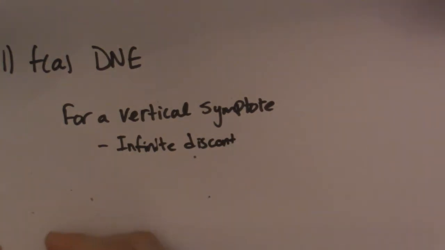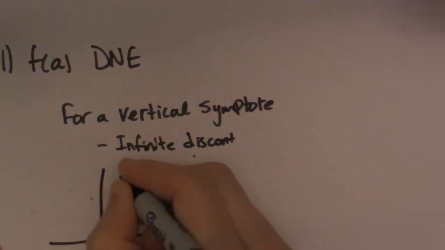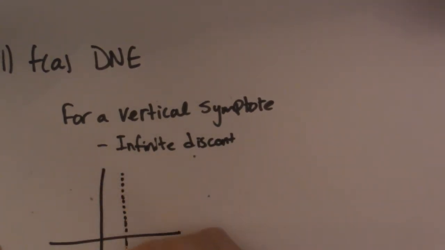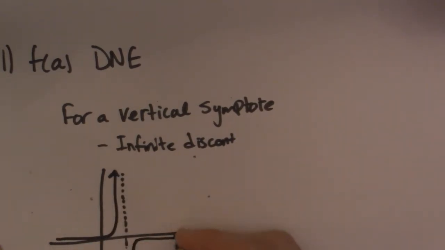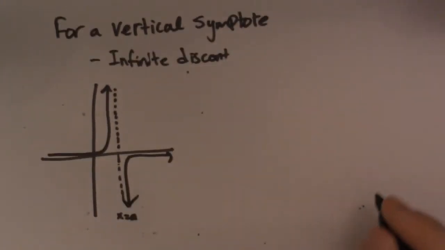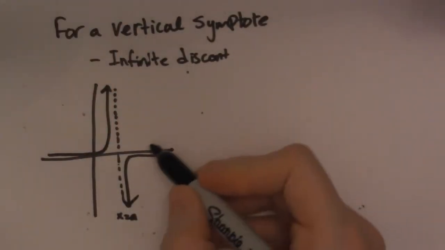So what that looks like in the graph might look like this. You've got a VA, there's your VA, and let's call that at x equals a. The graph might come up and go towards that asymptote, and then from the other side looks like that. So it goes up one way and then down the other.